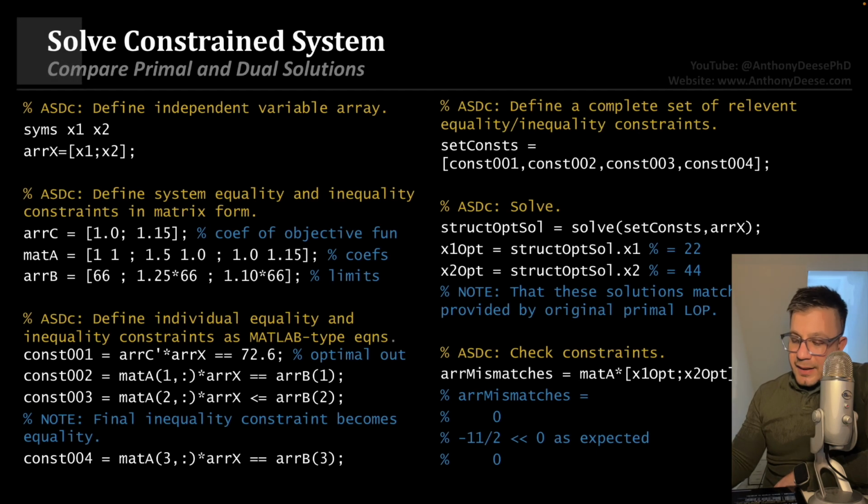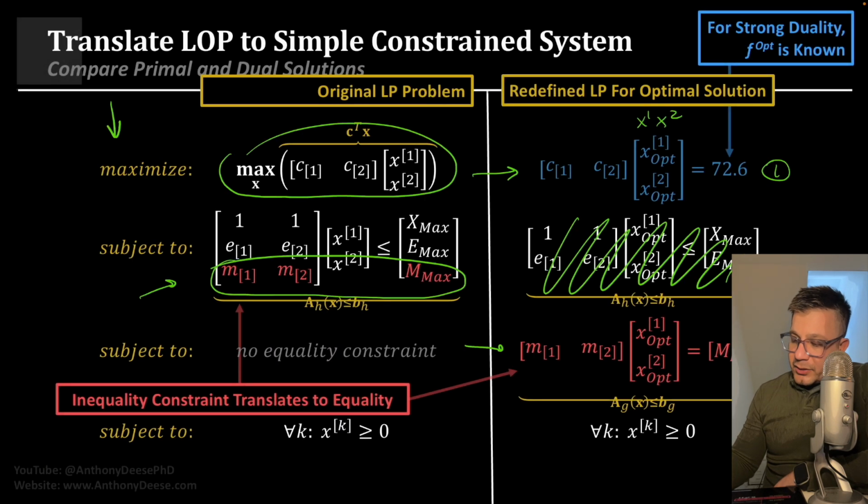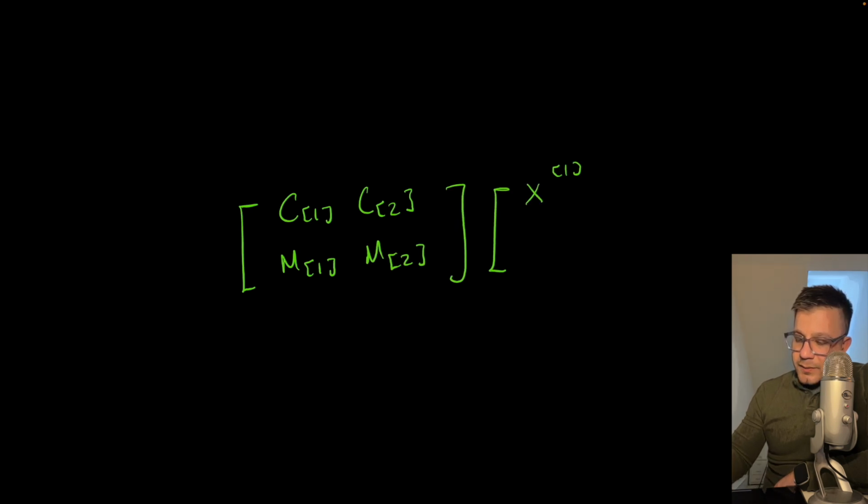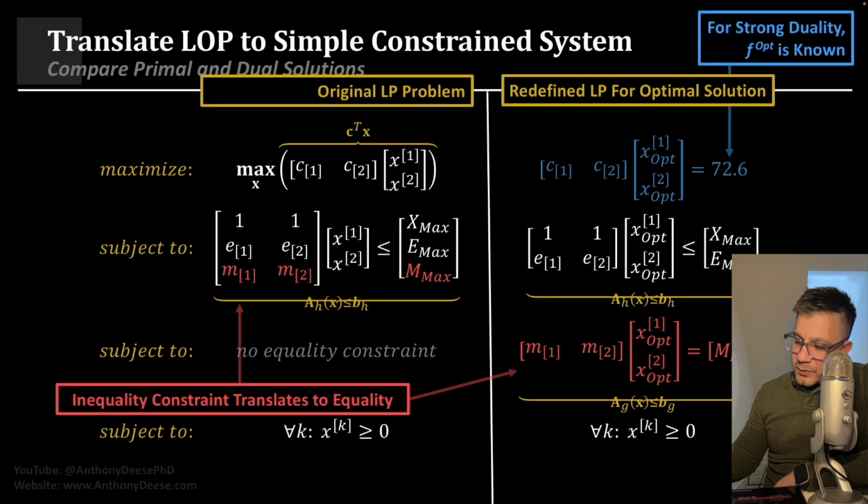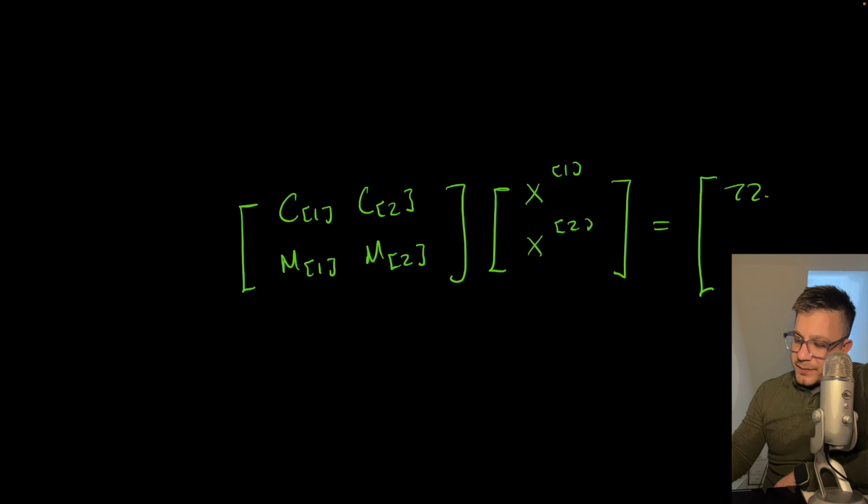We use MATLAB in order to do so, although one can see that we really could just set this up as a linear algebra problem. We really could just say C1, C2, M1, M2 times X1, X2 equals, let me see what the values would be on the other side: 72.6, and then whatever the M max value was. This is defined within the MATLAB code. We do have an actual numerical value for that. And then we can invert this and solve.